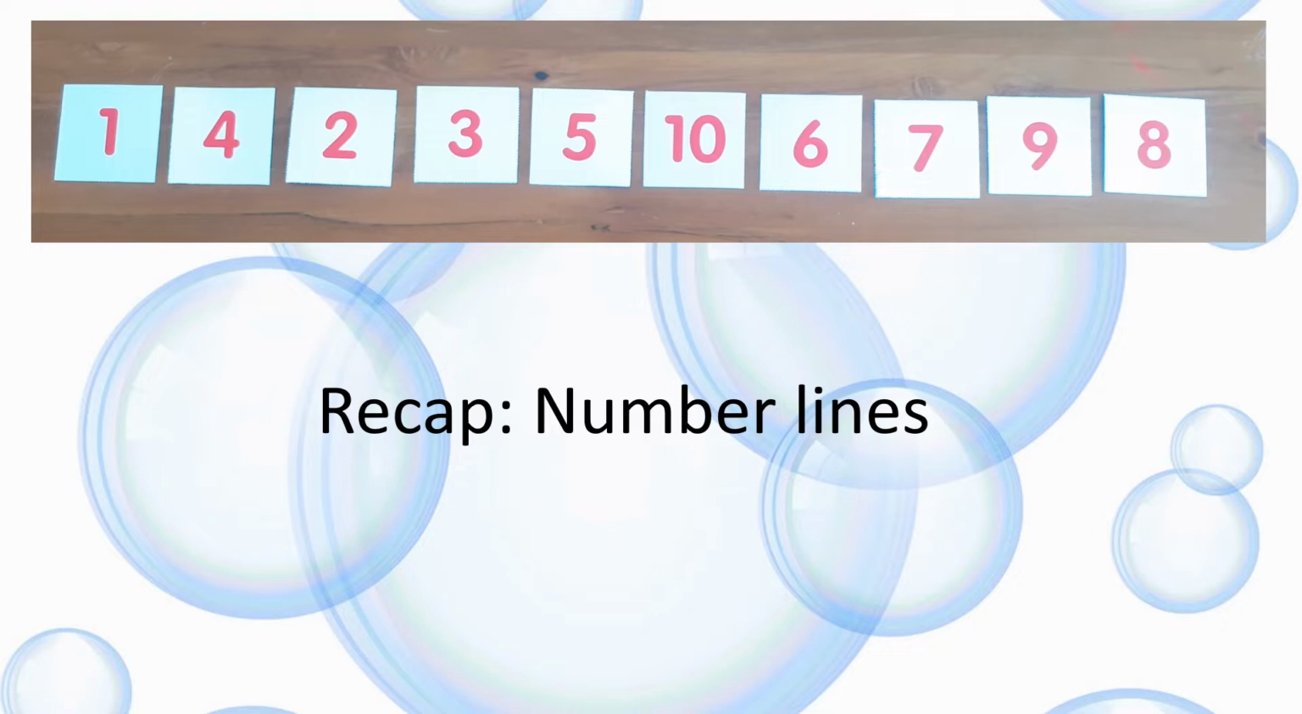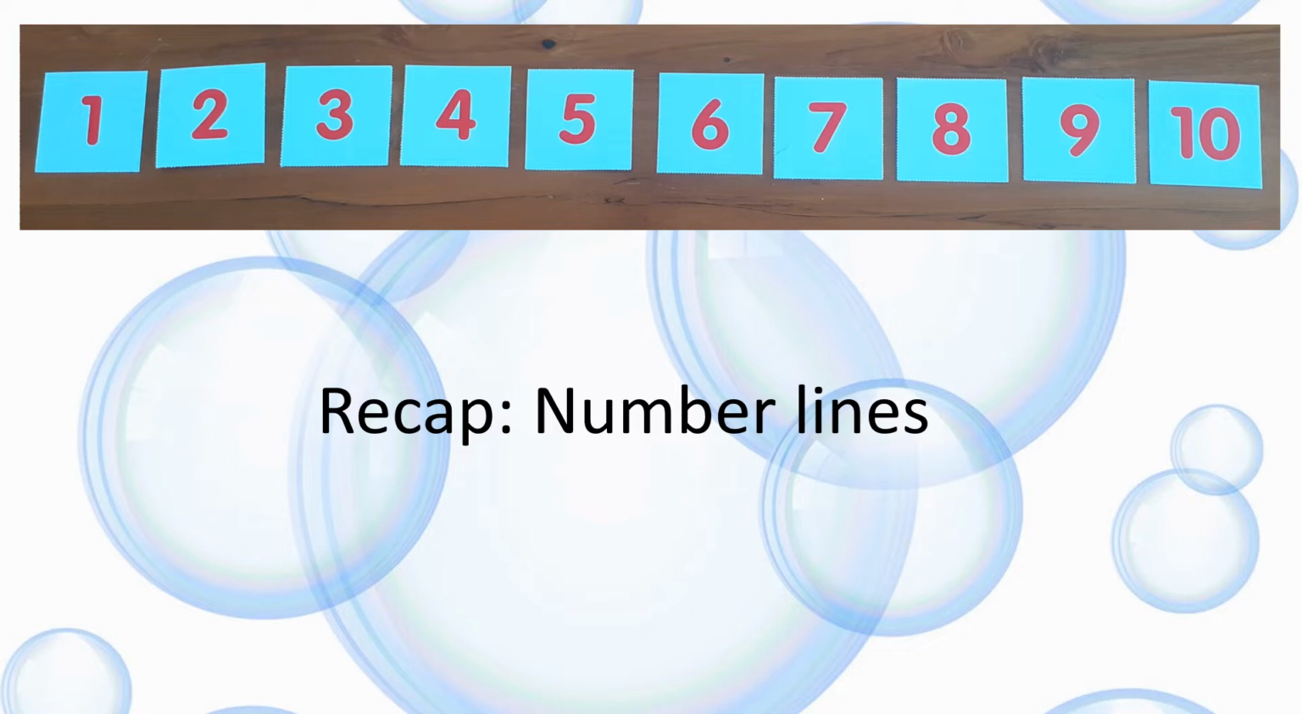The important thing with a number line is that we've got all of the numbers in order. And then we can have a look at it and see what number comes before and what number comes after. This looks a little bit neater. Shall we try it together this time? 1, 2, 3, 4, 5, 6, 7, 8, 9, 10.